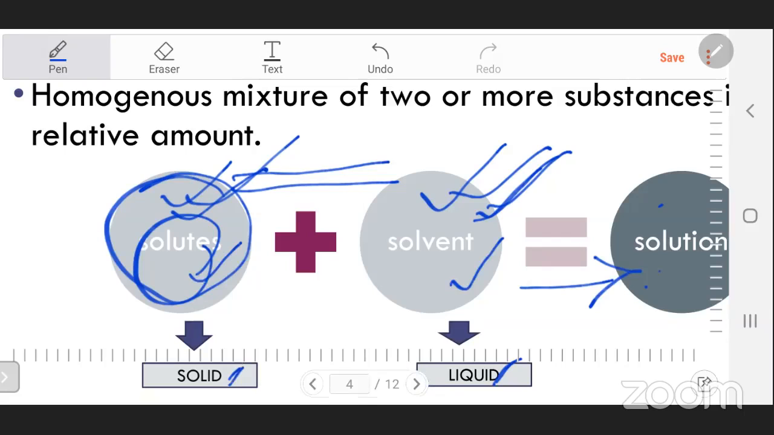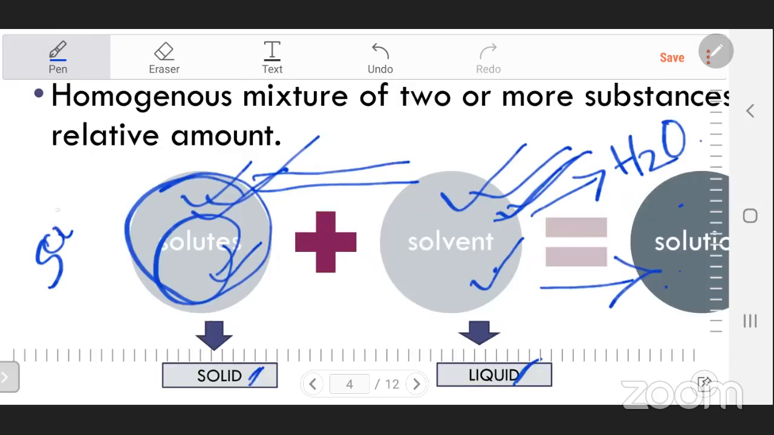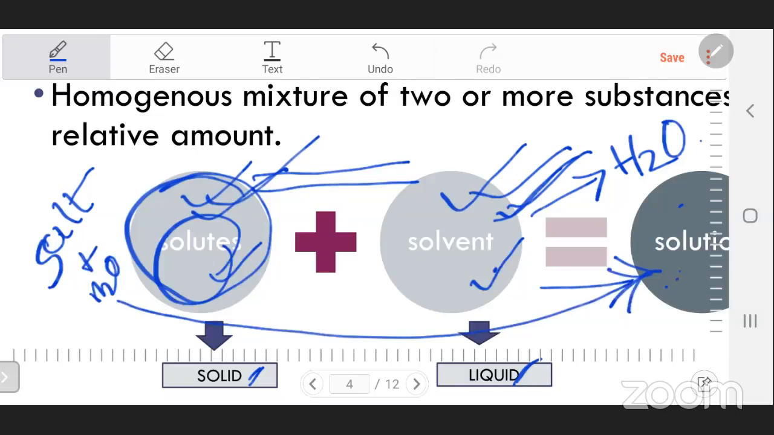In our experiment, our solvent was water, that is tap water. I will simply write water. And the solid part, that is the solute part, was salt. And both salt plus water is known as solution. So I hope you have understood the concept of solution.